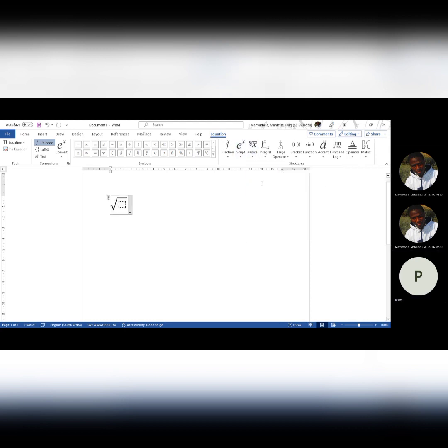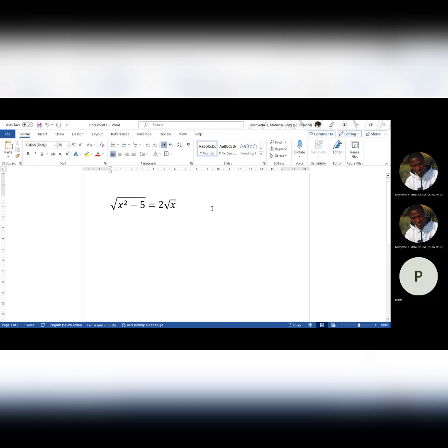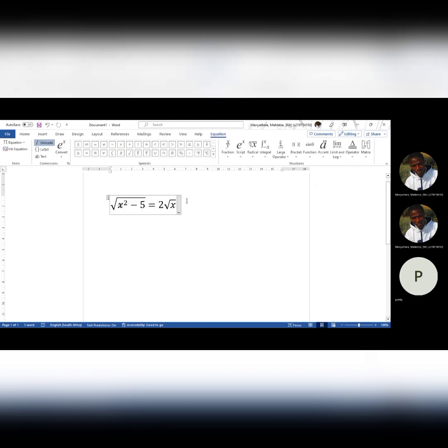Okay, x, okay, re ke dira so o na le x squared ka mo to save time. X squared minus 5 equal to 2 root x. Root x. So re na le ntwe like this.